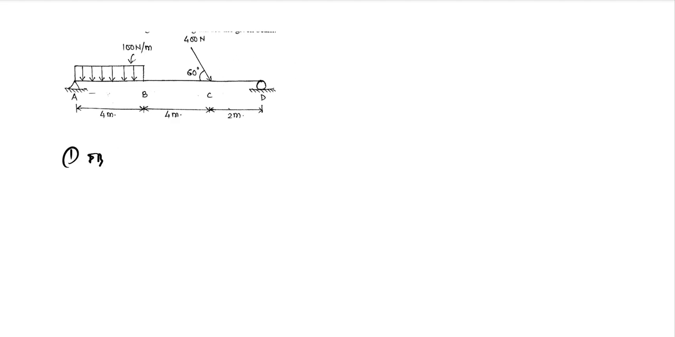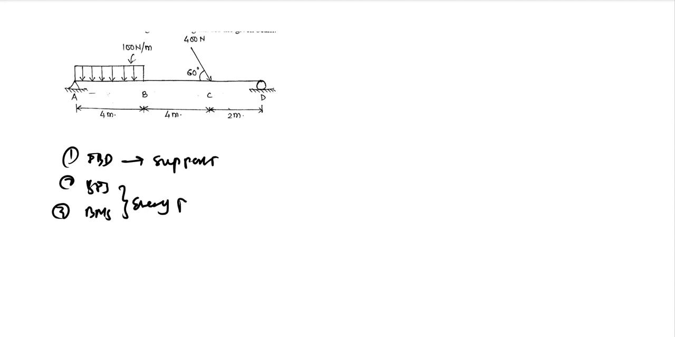Firstly, we will draw the FBD of the following beam to find the support reactions, and then we will find the shear forces and then the bending moments at every point of the beam. This is to find the SFD and BMD. So firstly, let us draw the FBD. The first step being drawing the FBD of the beam.